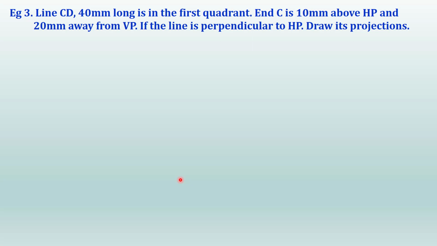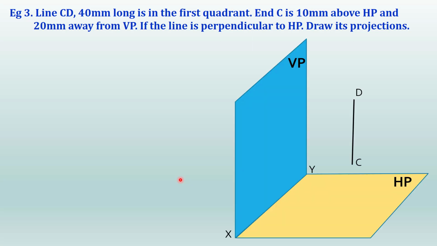So it will be at a distance of 20 mm below the XY line. Now if the line is perpendicular to HP, you will get a point on the HP, right? That means the plan will be a point. You can mark that point, which will be at a distance of 20 mm from the XY line. Now what about the elevation? When you keep the line perpendicular to HP, it will be parallel to the vertical plane. So you will get true length on the vertical plane, right?